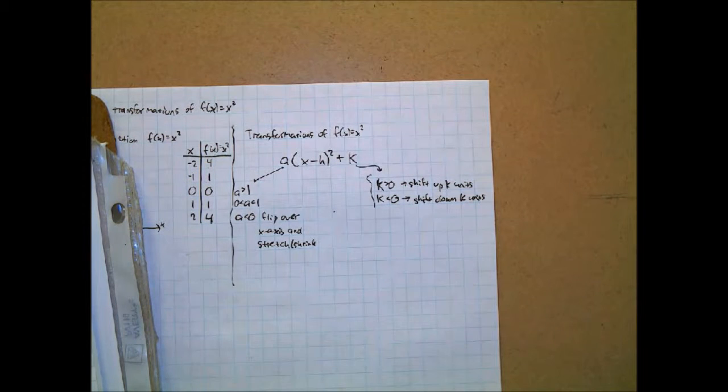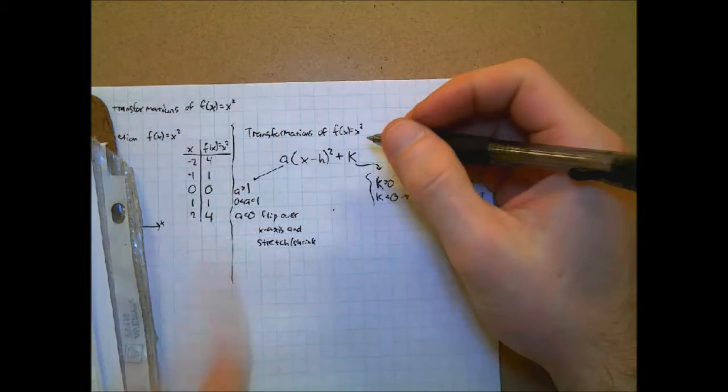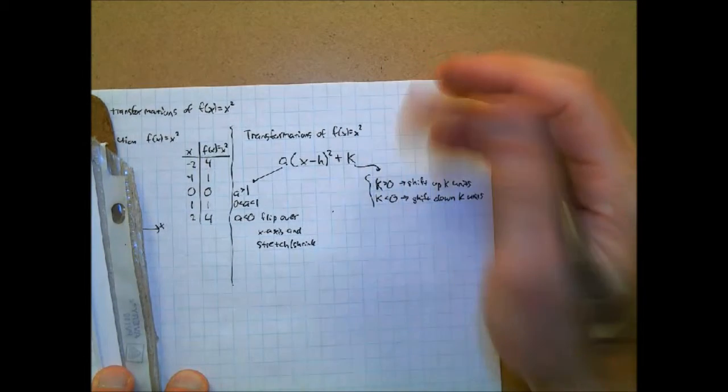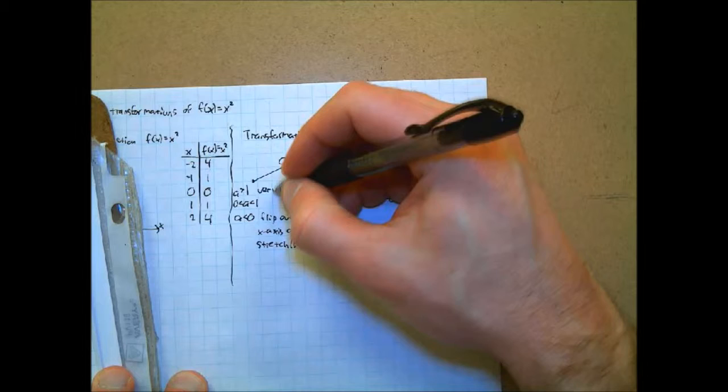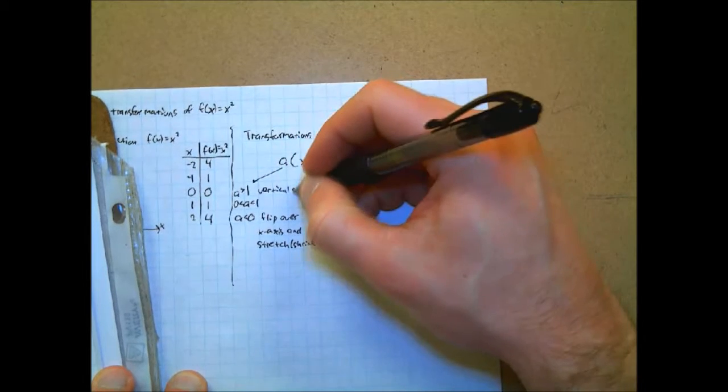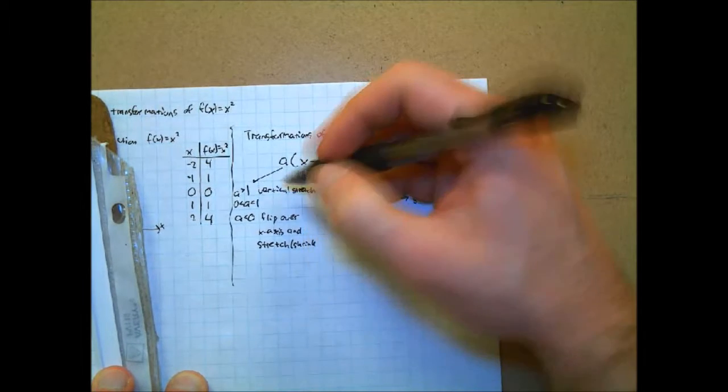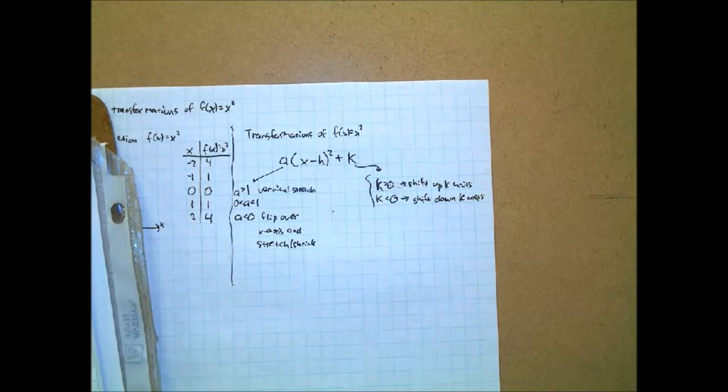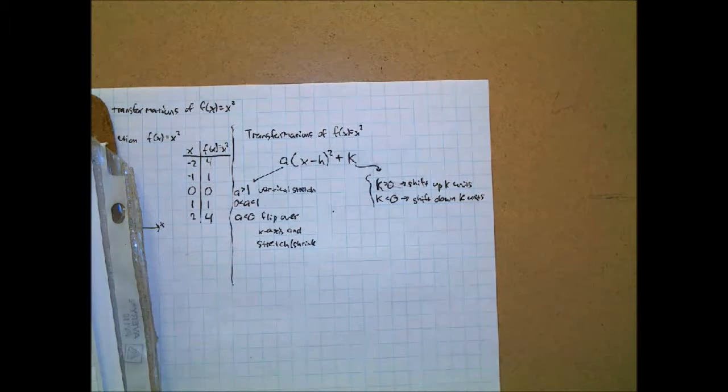If we have a negative a value, it does flip, but we also might have to deal with stretching or shrinking. If a is greater than 1, what kind of stretch is that going to be? It'll be a vertical stretch. And then if a is between 0 and 1, still positive, it'll not be a vertical stretch, it'll be a vertical shrink.